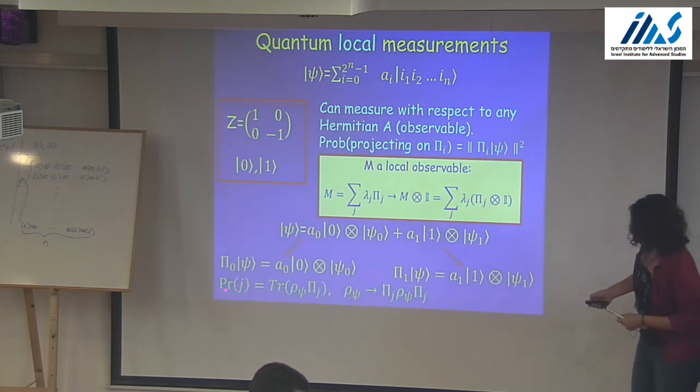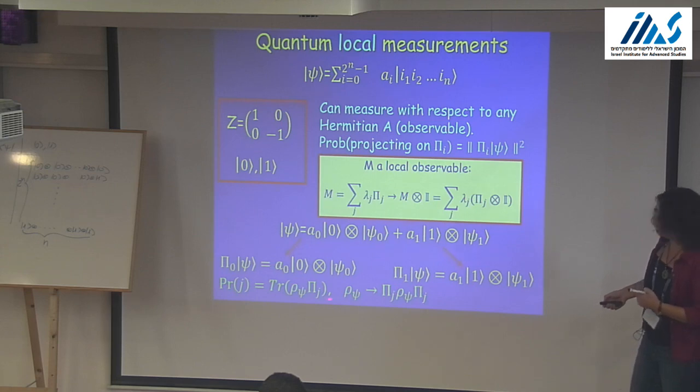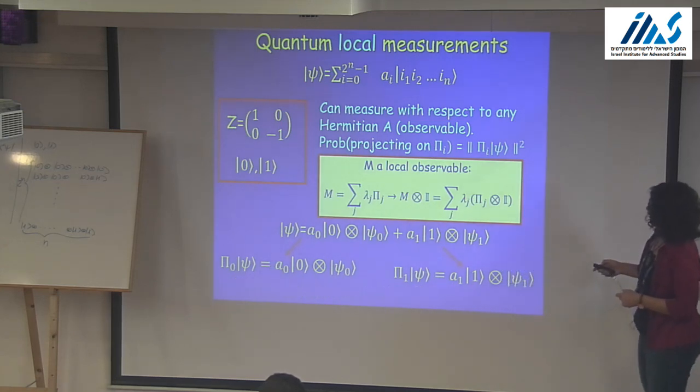So in density matrix formalism, this becomes much easier. The probability for projecting on the jth eigenspace is going to be written as the trace of the density matrix times this projection. I'm not going to prove that. I'll defer that to later. Okay.